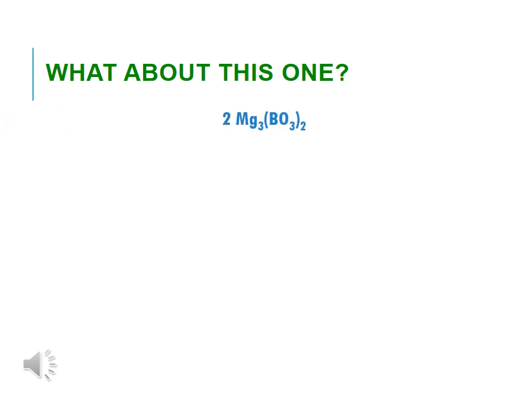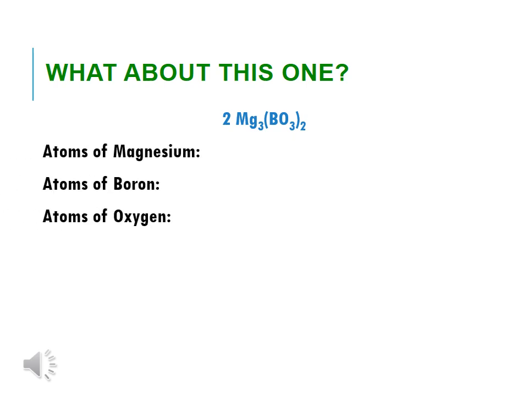All right, how about this one? 2Mg3(BO3)2. This is magnesium borate. So how many atoms of magnesium, boron, and oxygen are here? So pause the video and solve. Okay, you think you got it?